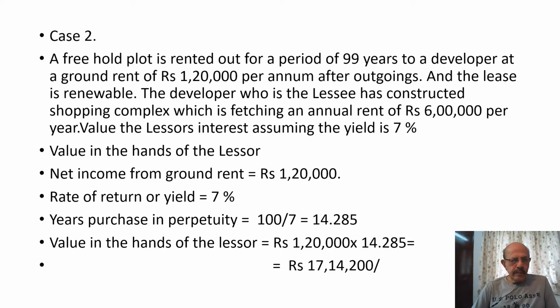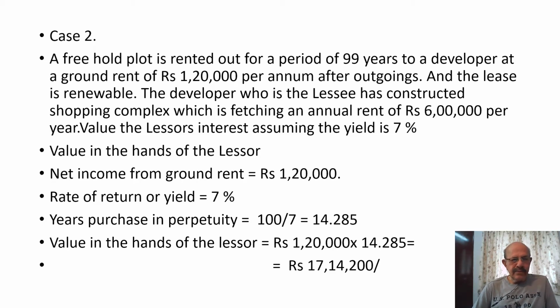Case 2. A freehold plot is rented out for a period of 99 years to a developer at a ground rent of rupees 1,20,000 per annum after outgoings. That is the net annual income. And the lease is renewable. The developer, who is the lessee, has constructed a shopping complex which is fetching an annual rent of 6 lakhs per year. Value the lessor's interest assuming the yield at 7%.